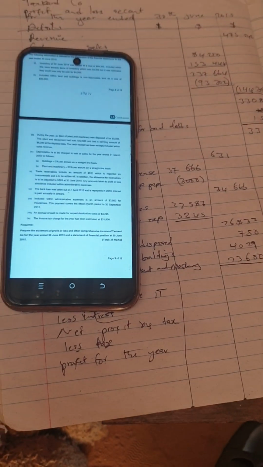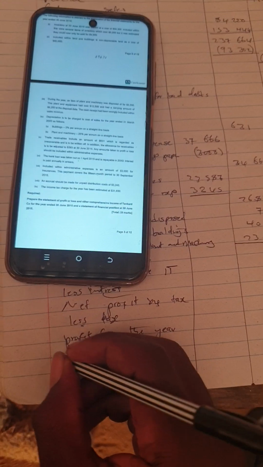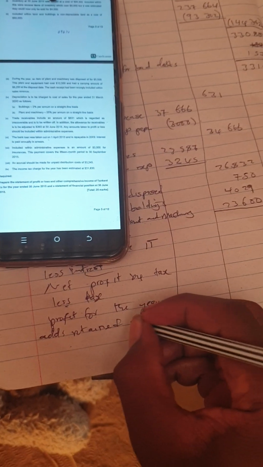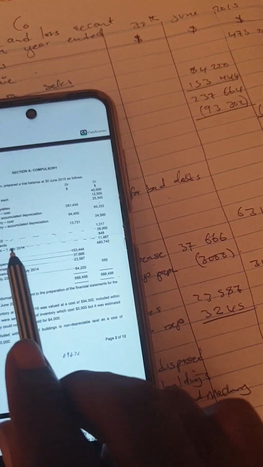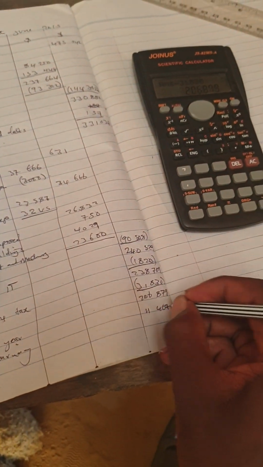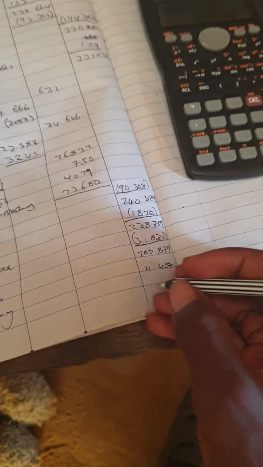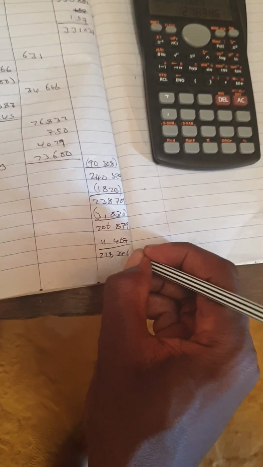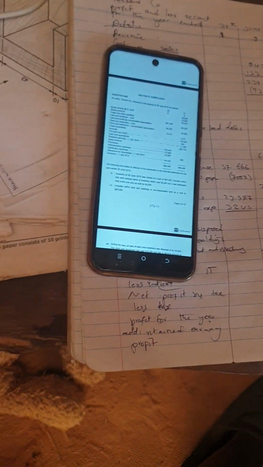And we're going to add our retained earnings, which is the profit for the previous year. Our retained earnings on 1st July 2014 were 11,467. So plus this amount, 11,467, this gives 218,346 as our profit. We are done. This marks the end of the income statement.